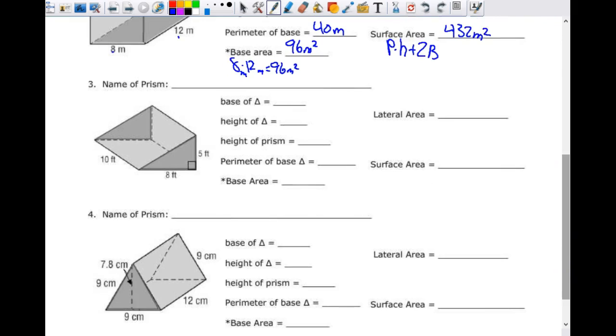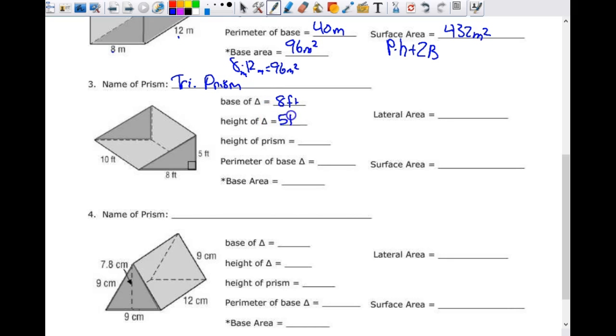Name of the prism. What's the name of this prism? Who should I call on? All right. What's the name of this prism? Excellent job. Triangular prism. What is the base of this triangle? Clarissa, what is the base of this triangle? 8 what? 8 feet. And Clarissa, what's the height of this prism? What's the height of this triangle?